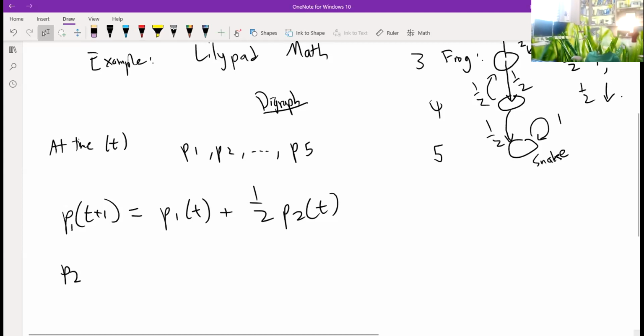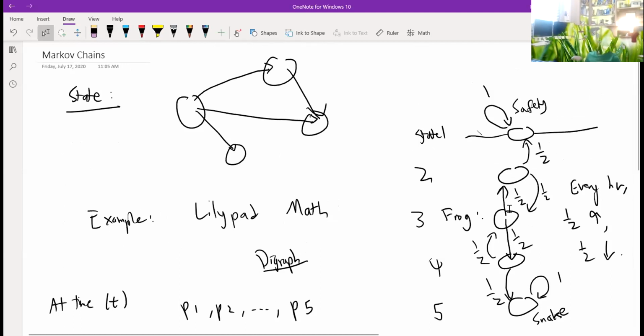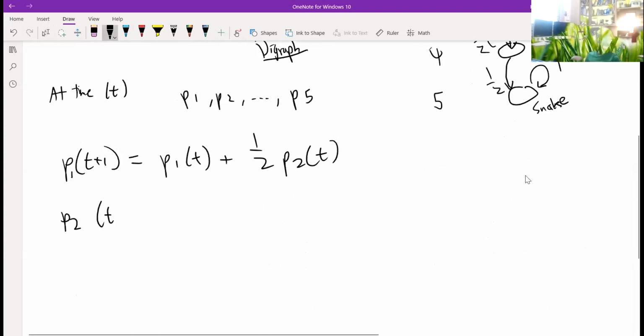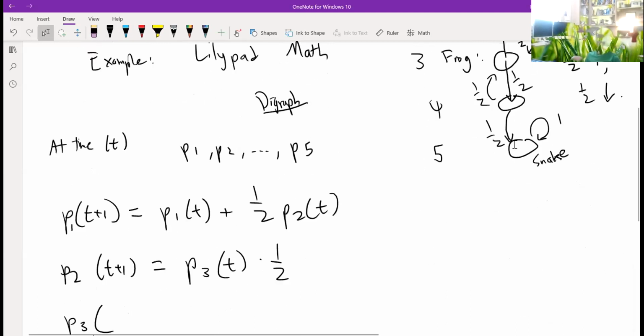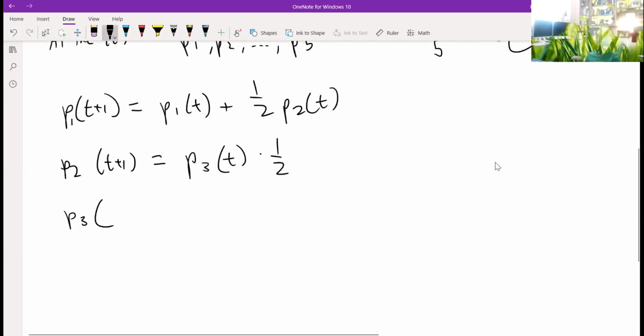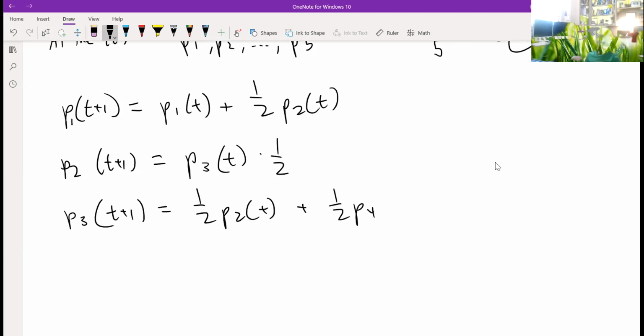So we're going to do that for each of the lily pads. If he's at state 2 at time t plus 1, he could only have gotten there from state 3, because remember, if you're at state 1, you can't go back to state 2. So P2 of t plus 1 is equal to P3 of t times 1/2. And then if you're at P3 at a certain time, the frog could have gotten there either from state 2 or state 4 at a half chance each. So P3 of t plus 1 equals 1/2 P2 of t plus 1/2 P4 of t.